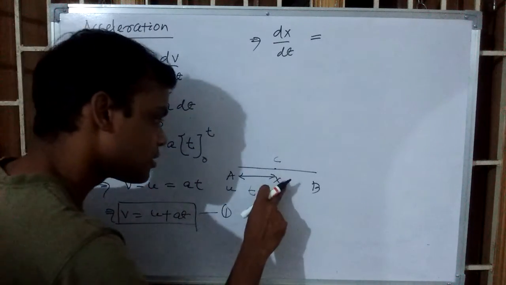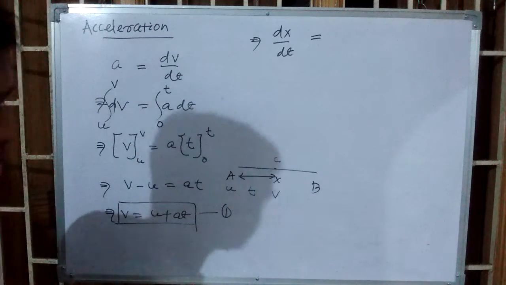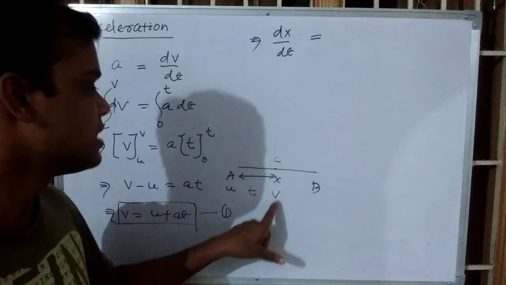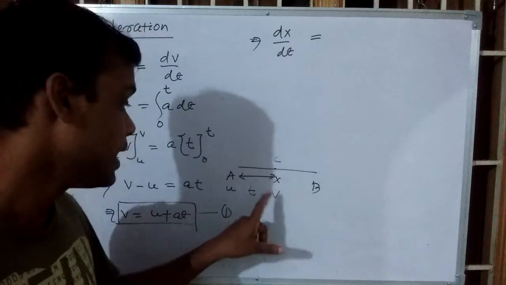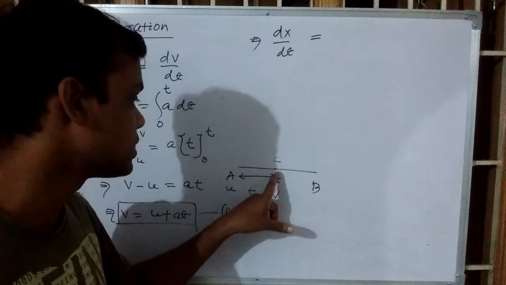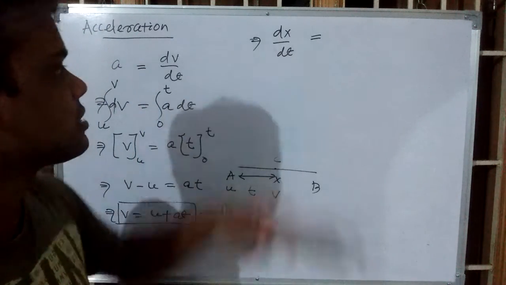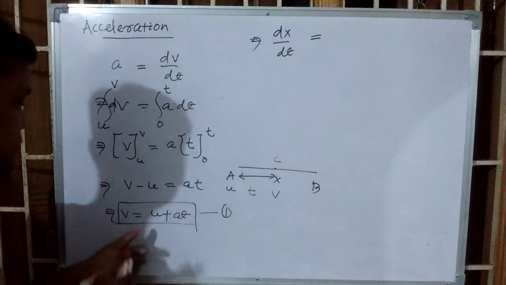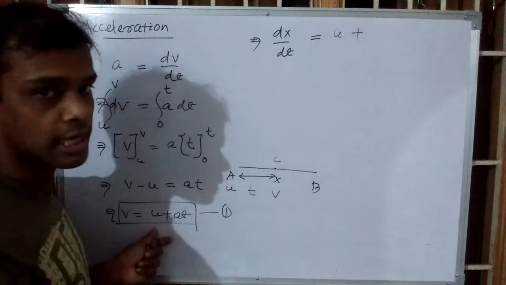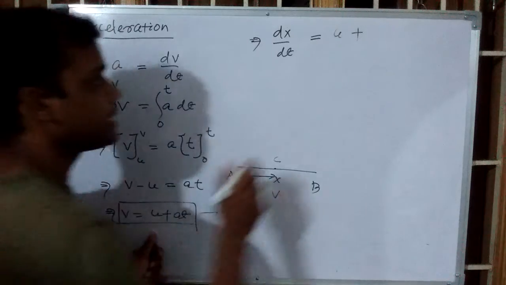Then what is the relationship between x and v? Obviously v is equal to dx by dt, because v is the instantaneous velocity at this point, x is the position of the object at this point. Okay, what is the relation? So dx by dt equals u plus at. U is a constant, so I will write it simply u, because initial velocity cannot be changed.